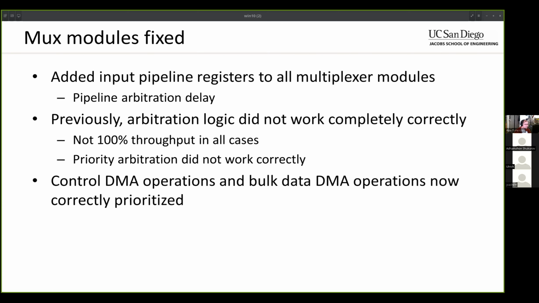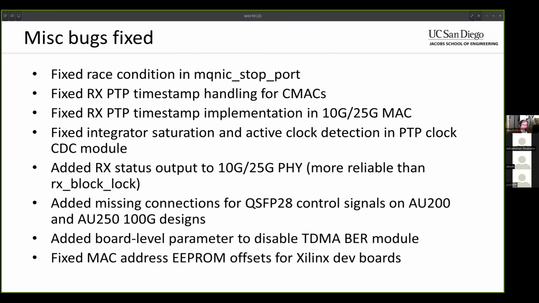Yeah. And then in the process of testing everything, I discovered a number of bugs. Some of them I introduced or uncovered. So the first one is there was a race condition in mqnx stop port that occasionally, with pretty high probability, caused the system to crash with a null pointer dereference. So I fixed that. I just had to make sure to stop the NAPI polling before doing the other teardown stuff. So that's now fixed, and that makes things a little bit more reliable.